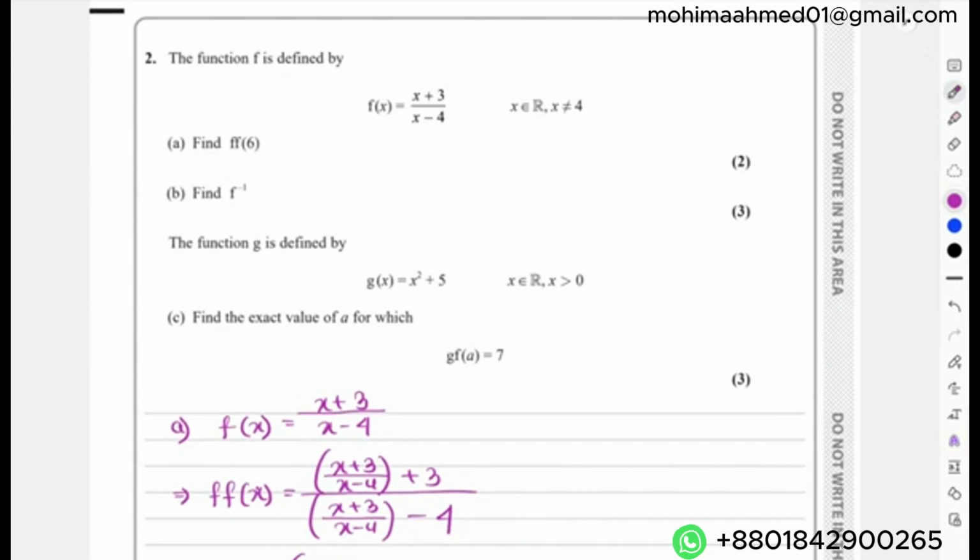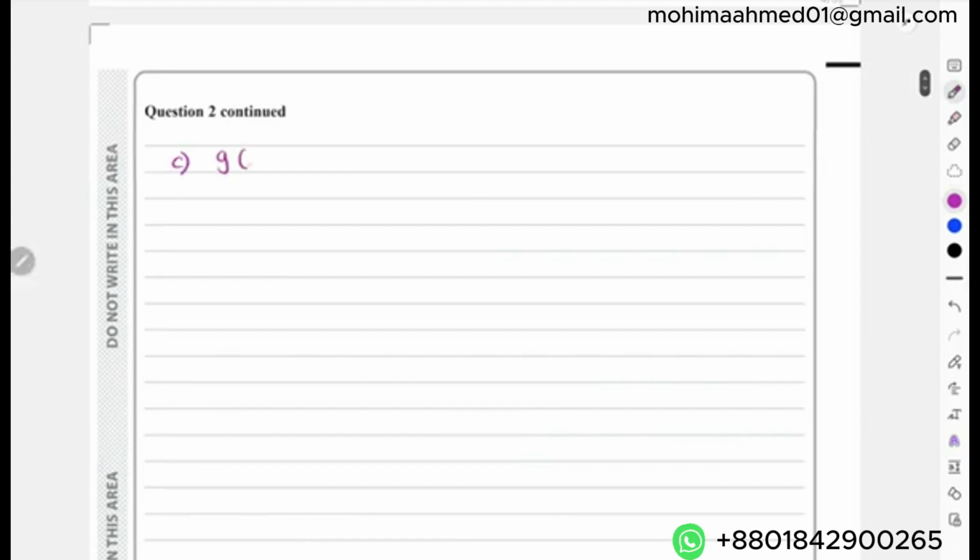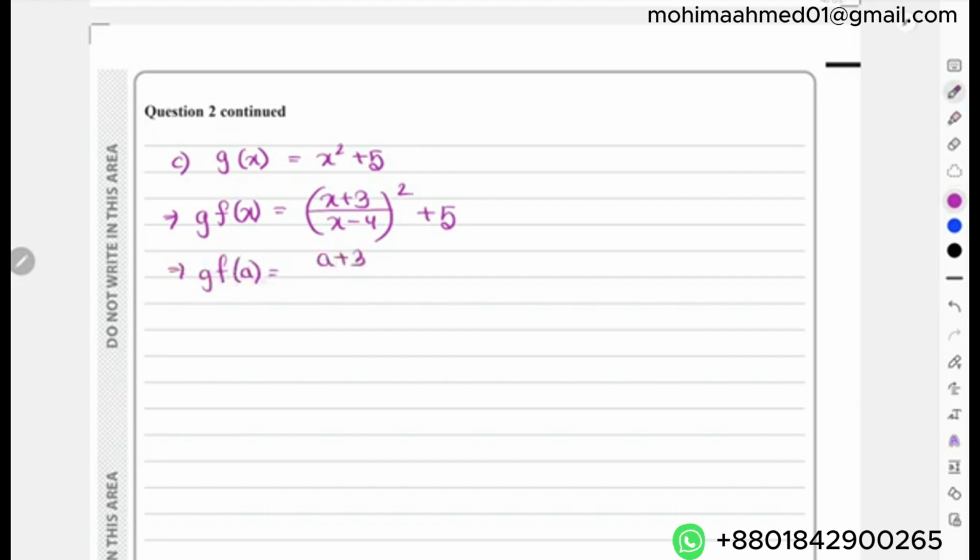gf(a) means that you're actually going to input the equation of f into your equation for g, right? That's why it starts with gf(a). So x plus 3 over x minus 4. We'll start with g(x), which is x squared plus 5. And then again, we'll start with gf(x), which is basically x plus 3 over x minus 4. This will be entirely under a square, plus 5. And then again, the value for x was a instead of x, right? Because they were asking you about gf(a), not gf(x). So gf(a) is (a plus 3 over a minus 4) squared plus 5.